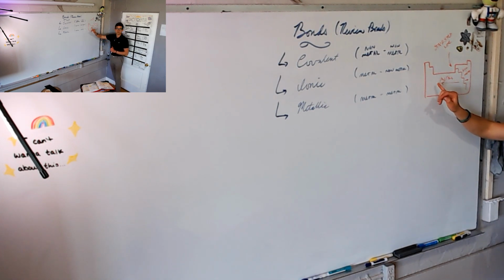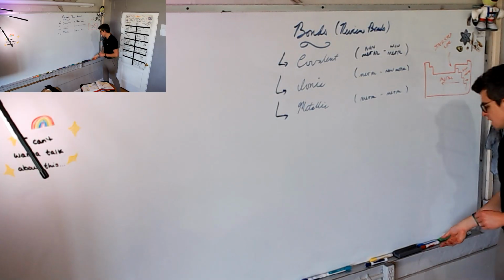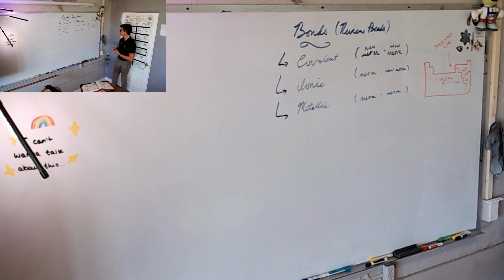We should talk about what these individual things are, how the periodic table is arranged. In general, the periodic table is arranged how? By atomic number, by increasing atomic number.